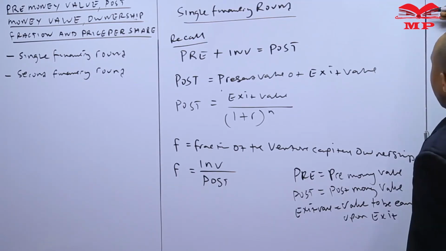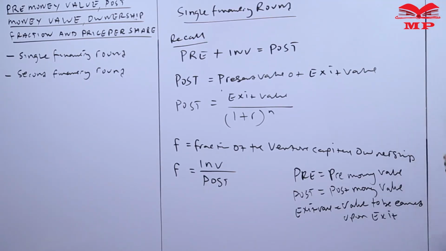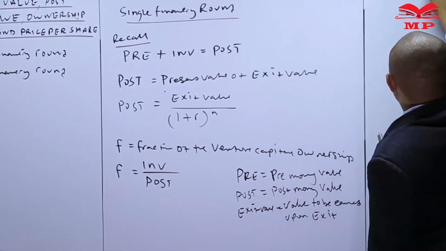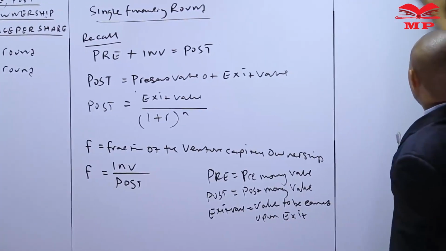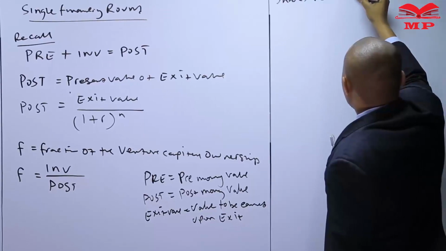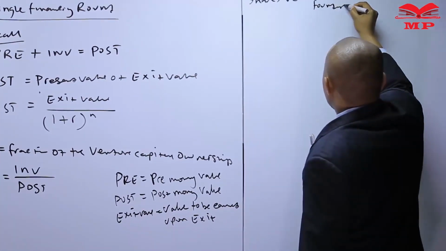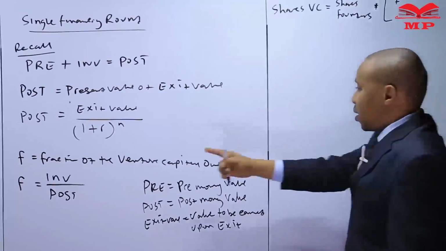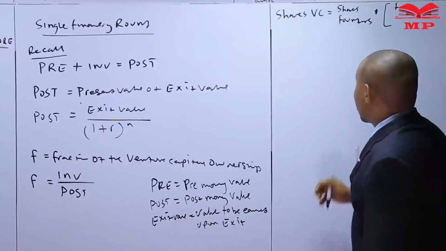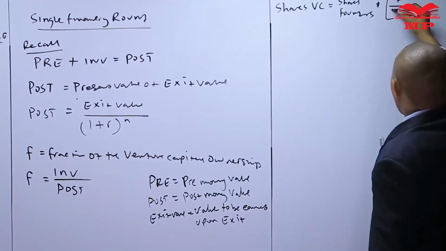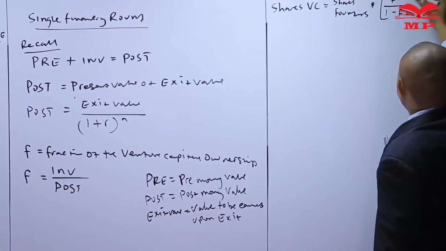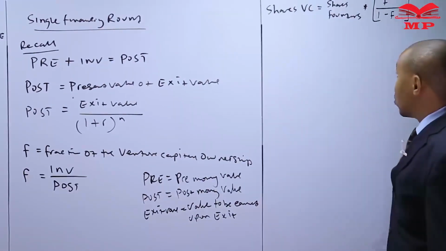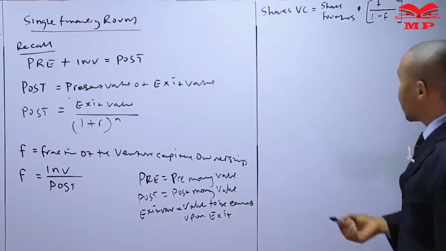Now we can move on and look at how to compute the venture capital shares, or shares VC, which is given by the shares provided by the founders, multiplied by F over 1 minus F, where F is the fraction of the venture capital ownership. Remember, we are still dealing with a single financing round. We will be looking at an example that demonstrates how to apply this.